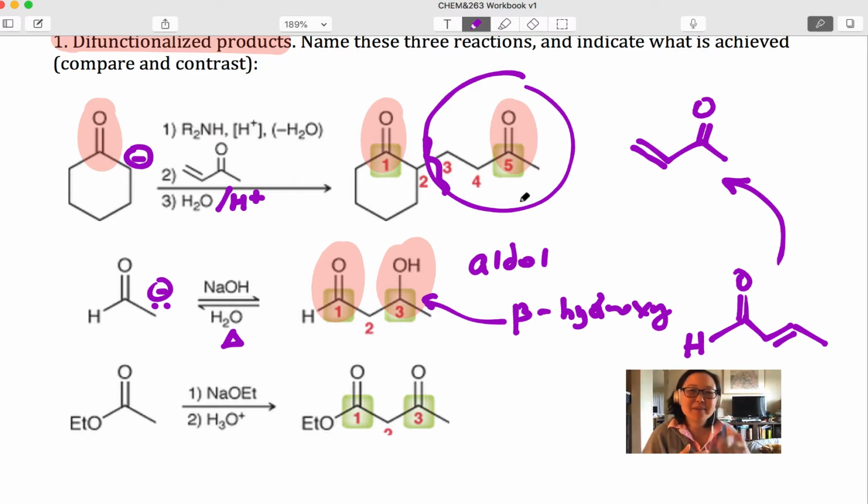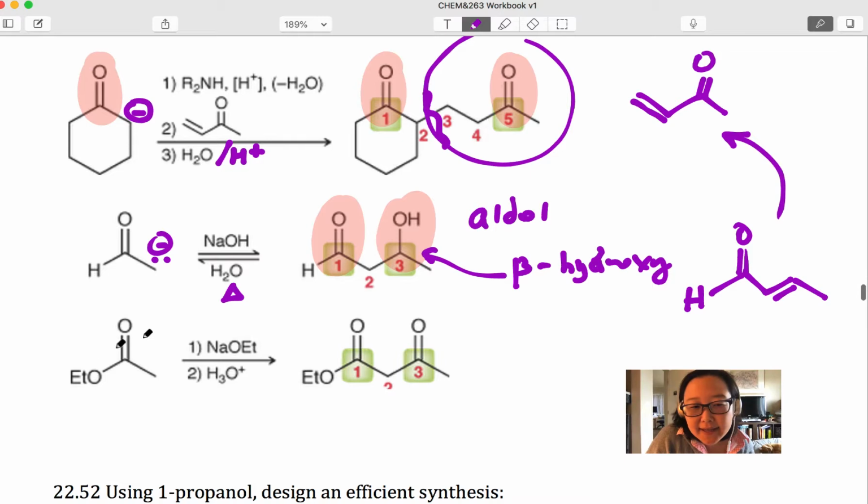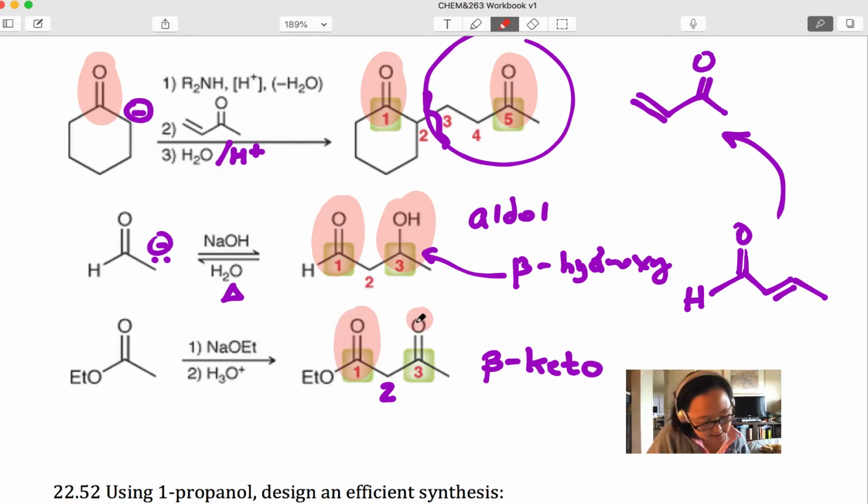So there's some ideas for how to link these together and do multi-step synthesis. Okay, the next one is basically the same thing, but notice that instead of a beta hydroxy group, we have a beta keto group. So this is beta keto, or 3 away from another carbonyl: 1, 2, 3. Okay, so we're focusing in on the distance.